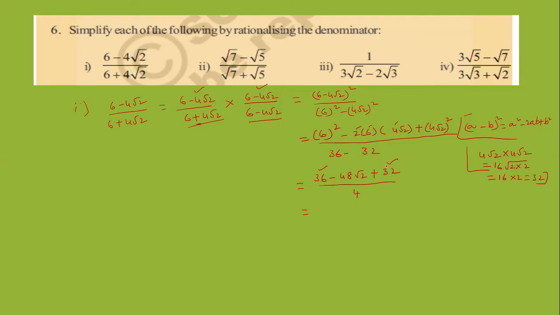Now you simplify the numerator part. 6 square means 36. 2 6s are 12. Here you may observe in the middle, 2 6s are 12. 12 4s are 48.